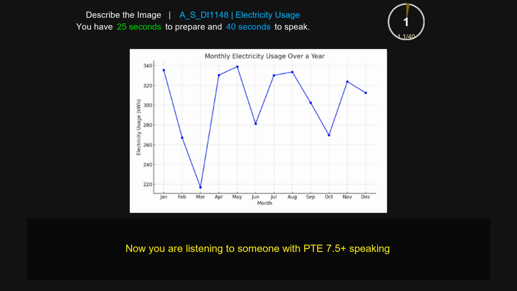The given picture is a line graph, which gives information about monthly electricity usage over a year. The highlighting point of the picture is electricity usage in kilowatts and months. Firstly, it provides details about electricity usage from 0 to 340, and the months from January, February, March, April, May, June to December are given in the picture. We can see the fluctuation of monthly electricity usage over a year in the picture, which is denoted by the blue color. Overall, the picture is informative.